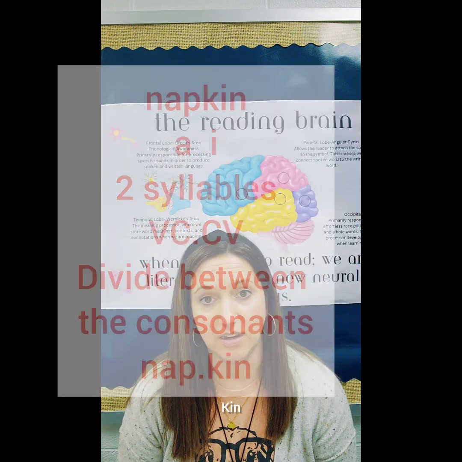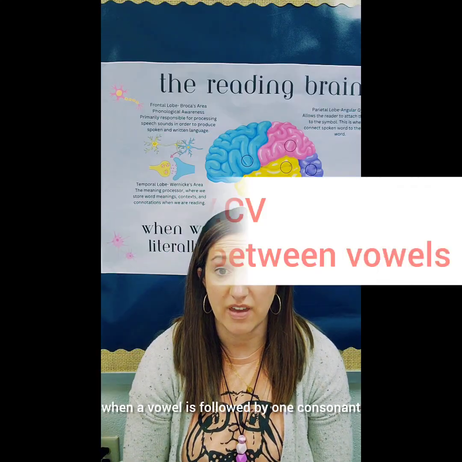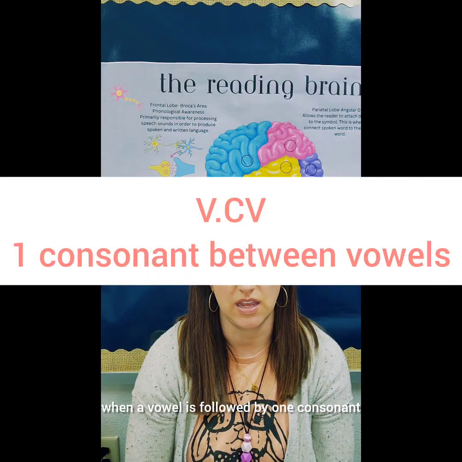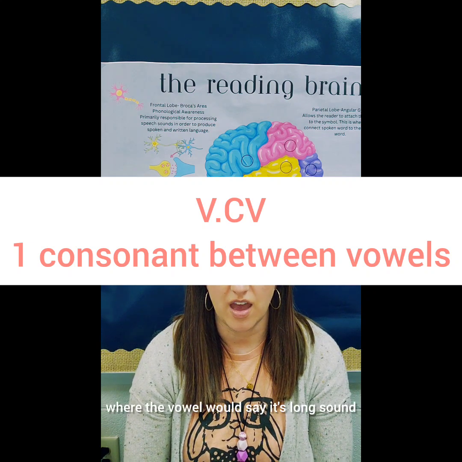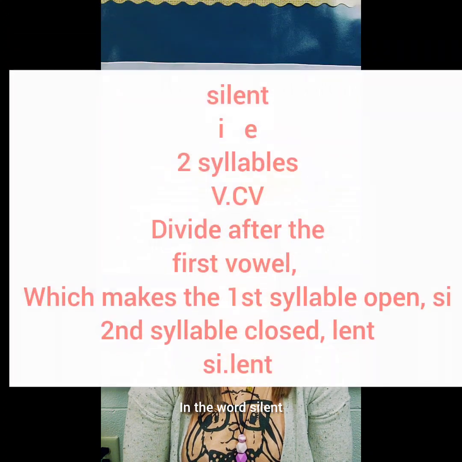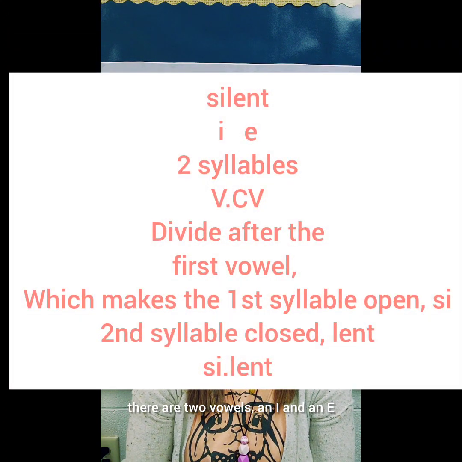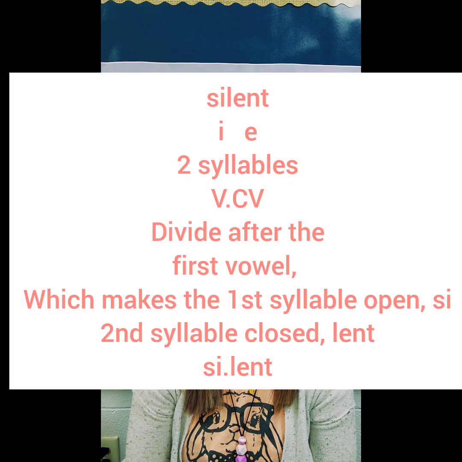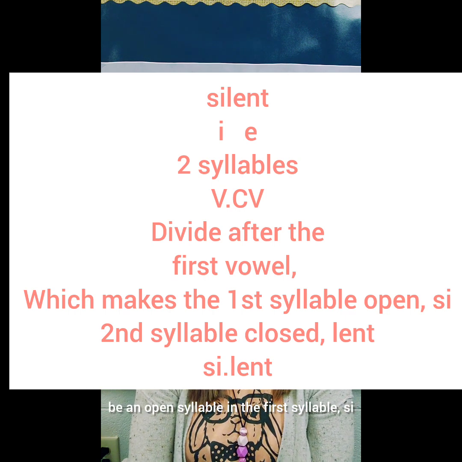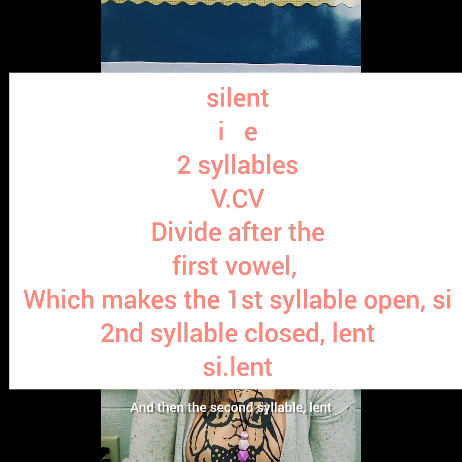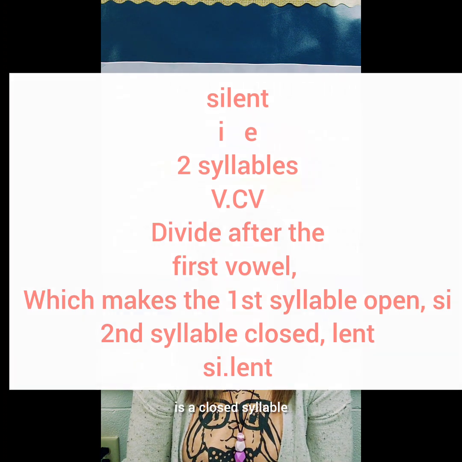Nap, kin. When a vowel is followed by 1 consonant, it is most likely going to be an open syllable, where the vowel would say its long sound. In the word silent, there are 2 vowels, an I and an E. And the I is followed by 1 consonant, which would mean it's most likely going to be an open syllable in the first syllable, sigh, and then the second syllable, lent, is a closed syllable.